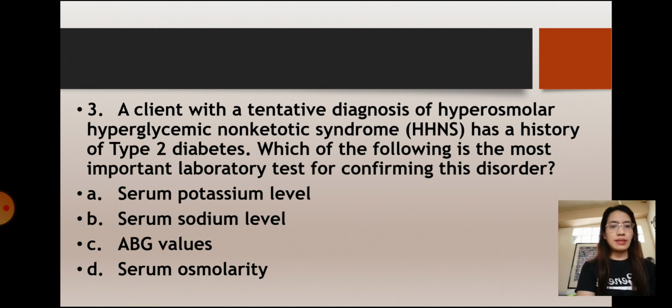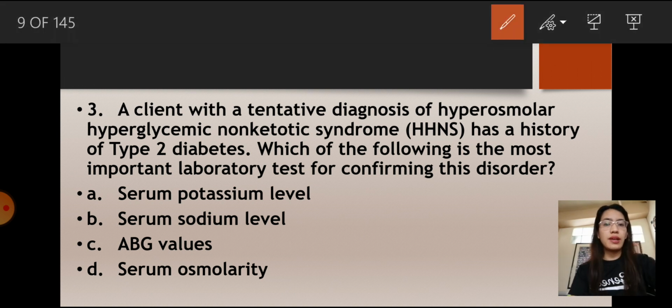So, again, complication ng type 2. Malamang sa malamang, kaya siya umabot dyan kasi masyadong mataas talaga yung kanyang blood sugar. And what is a laboratory test that will confirm na mataas talaga yung blood sugar niya or malapot yung kanyang dugo because of sugar? Potassium, sodium, ABG, or osmolarity? Definitely, the answer is your letter D, your serum osmolarity.